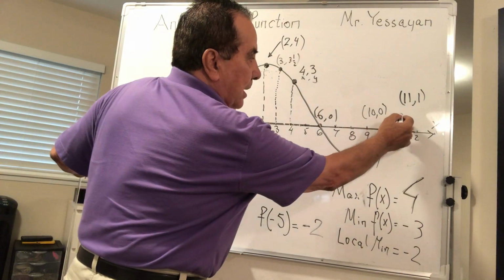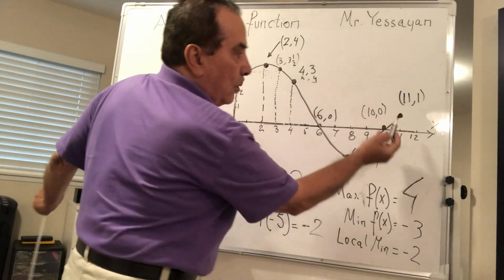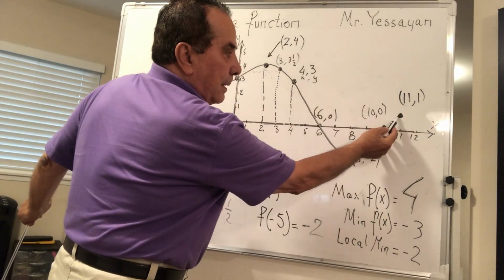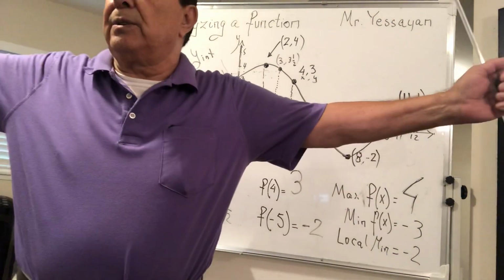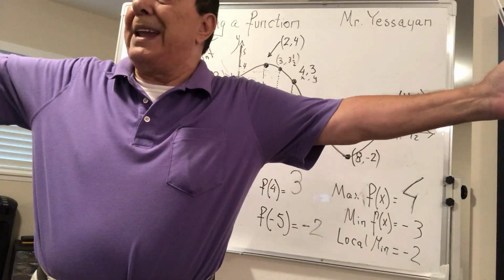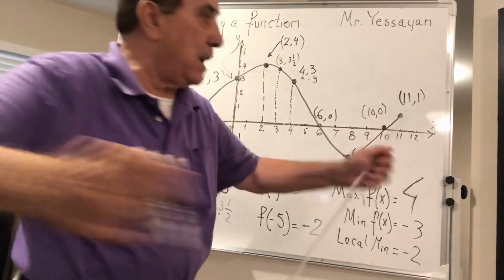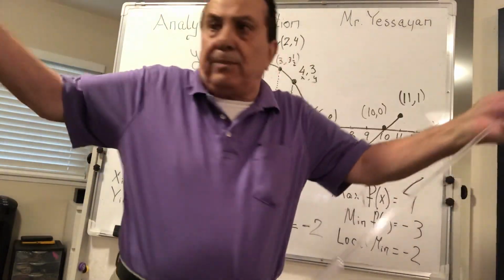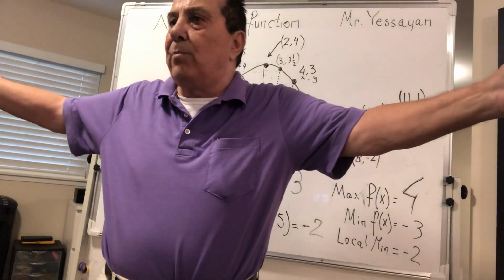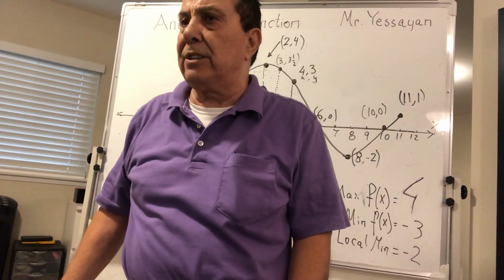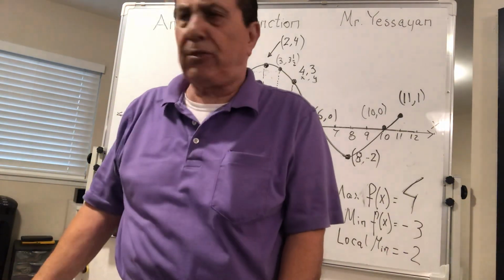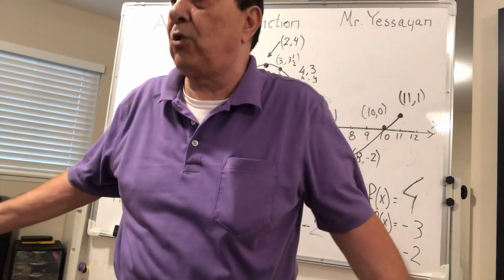Then what happens here? It stops. That's the end of the domain. There is no value afterwards. If I go to the right, it's empty. There is nothing. The function is not moving. It's tired. It's sitting. It's so tired. It stops. There is no domain.